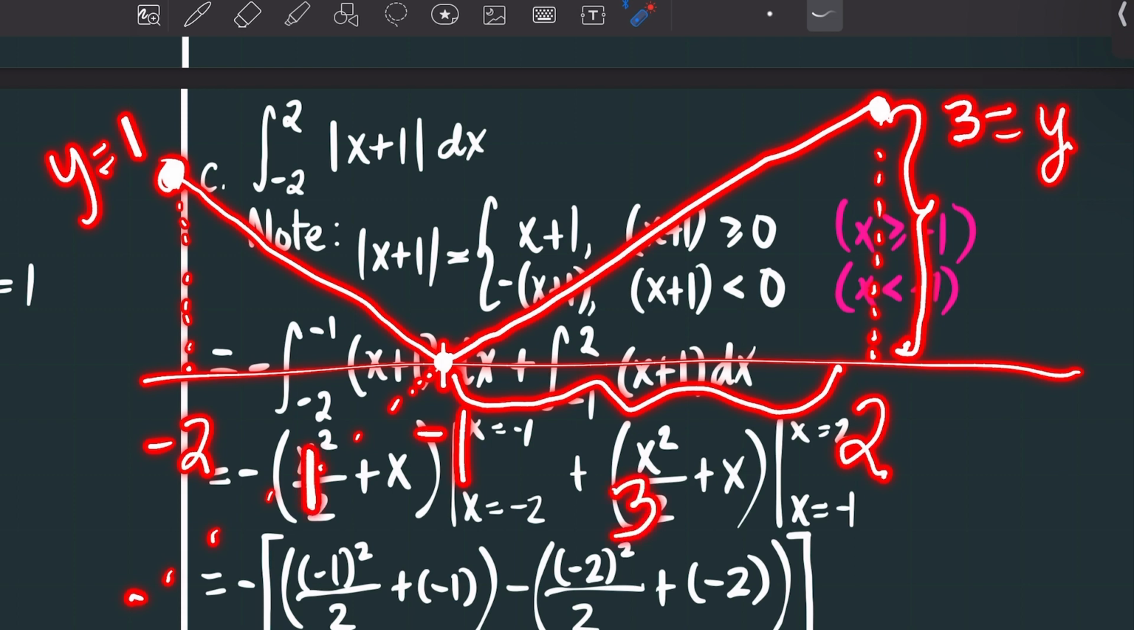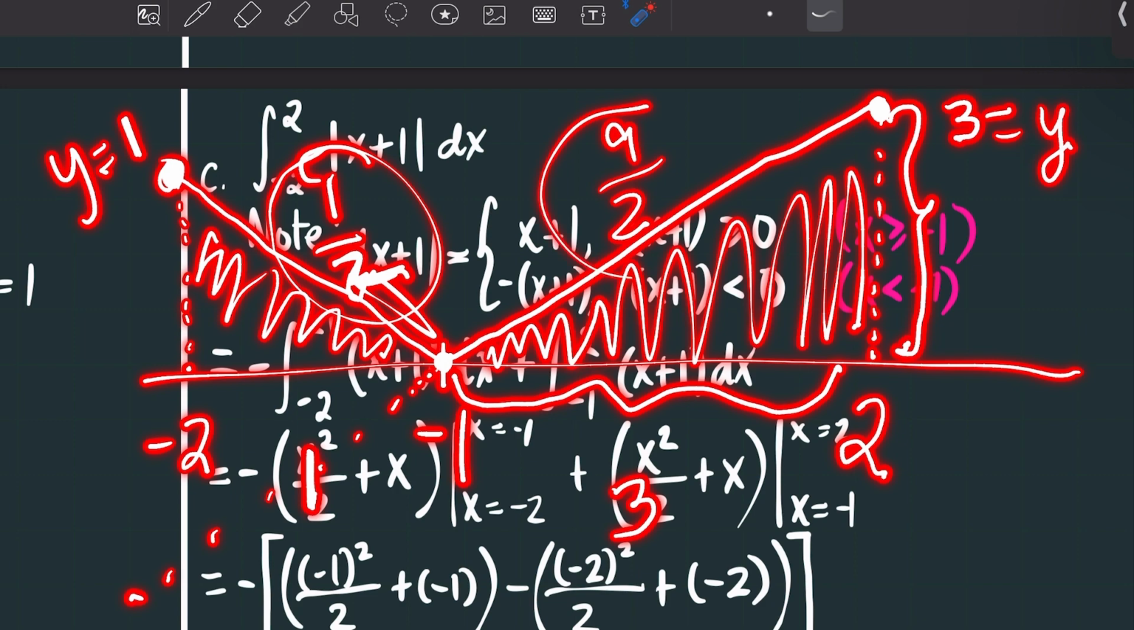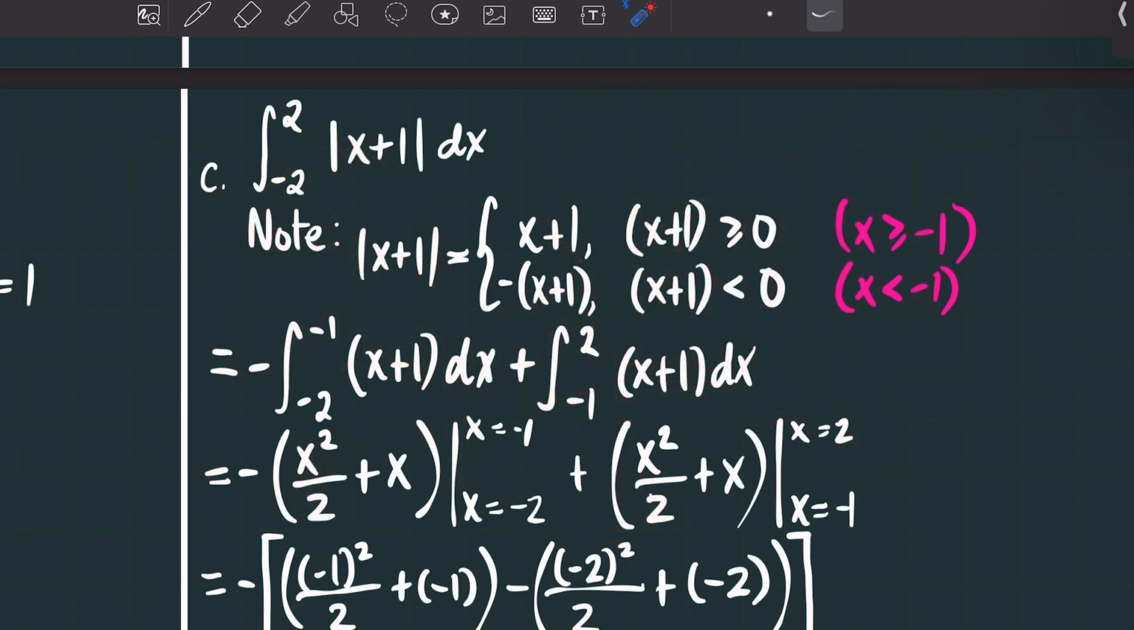Length nito, 1. So, what we have here are two right triangles. And yung area nito is 1 times 1 over 2. So, that's base times height over 2. We have 1 half. Tapos, yung sa kabila, nag-slide yung kamay ko. So, sa kabila, what we have here is 3 times 3 is 9 over 2. So, 9 over 2. Then, adding them both up, we have 1 half plus 9 over 2, which is 5.